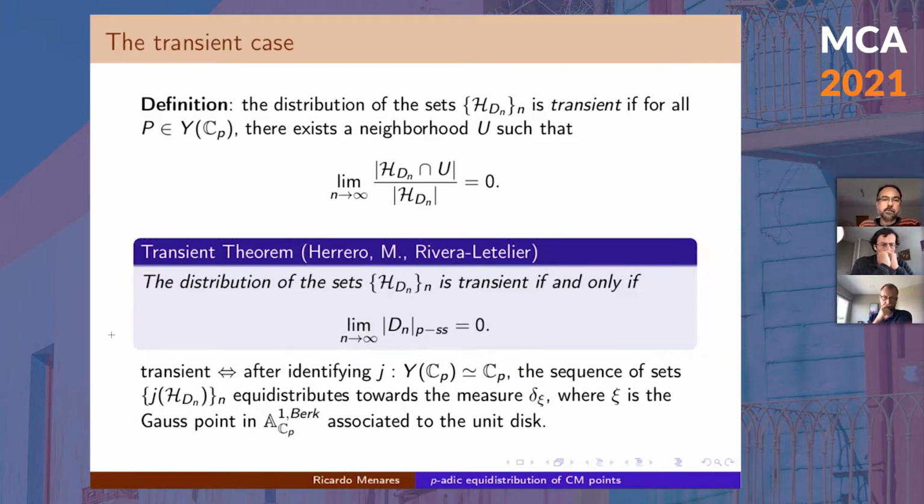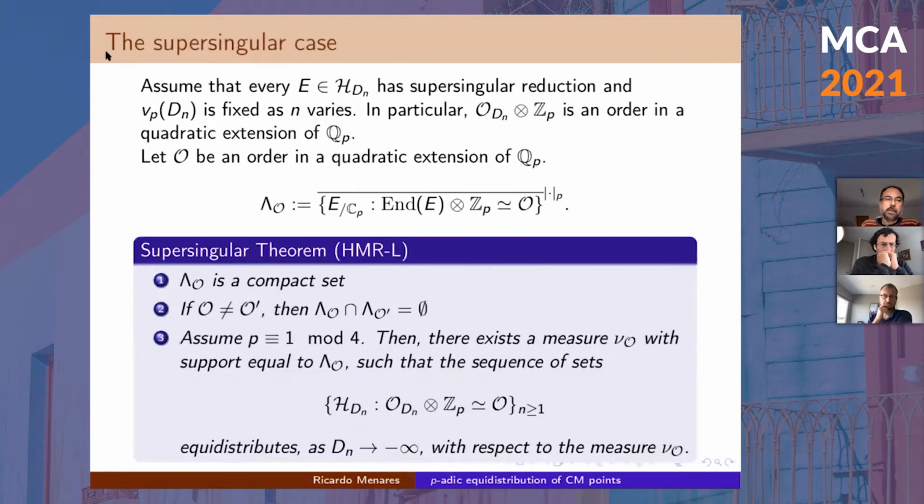Okay. Now I will explain the most interesting case, at least from my point of view, which is what we call the supersingular case. Now we will take a sequence of discriminants such that the reductions are always supersingular, and the p-adic valuation of the discriminant is fixed. We know already that if the p-adic valuation goes to infinity, then we have transient behavior. So we want to know what happens in the opposite case. So we fix the p-adic valuation.